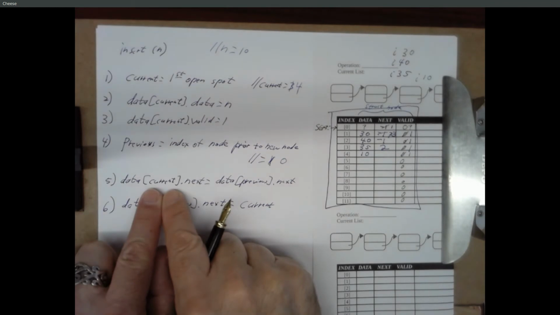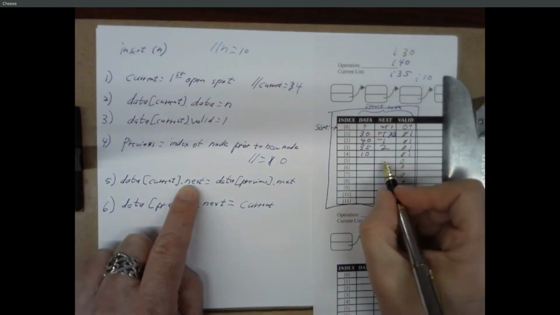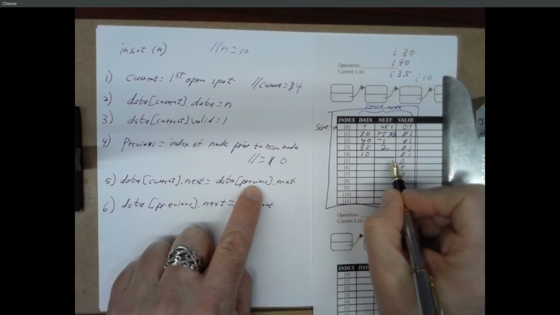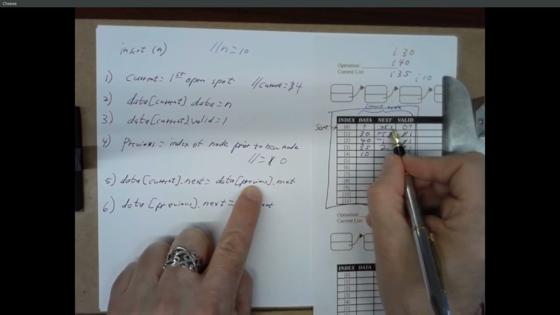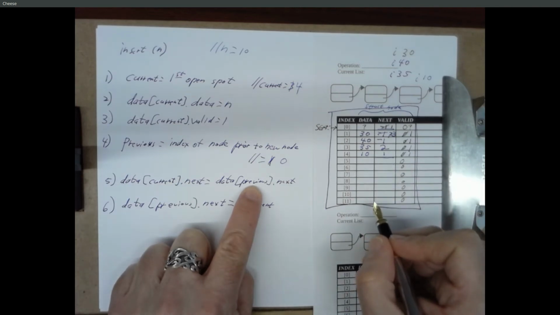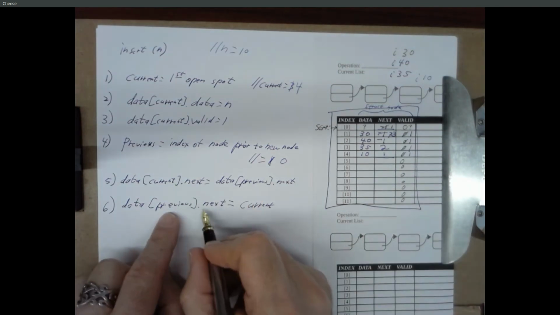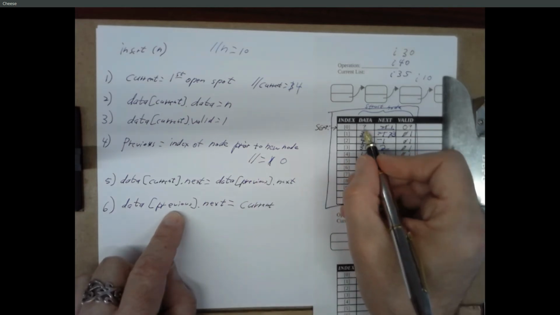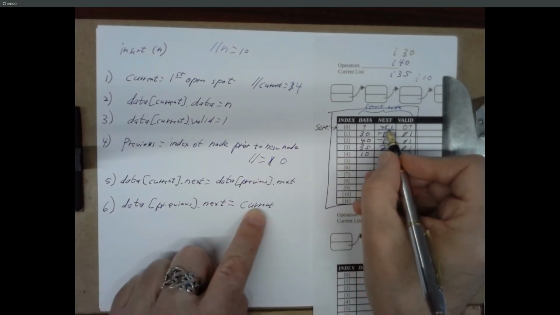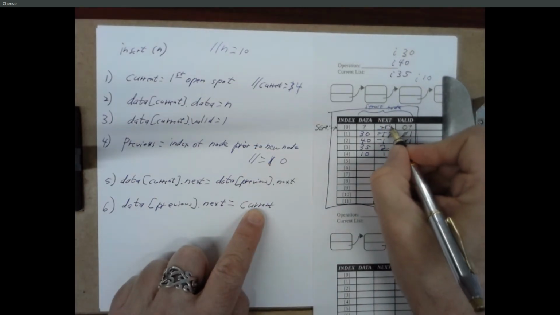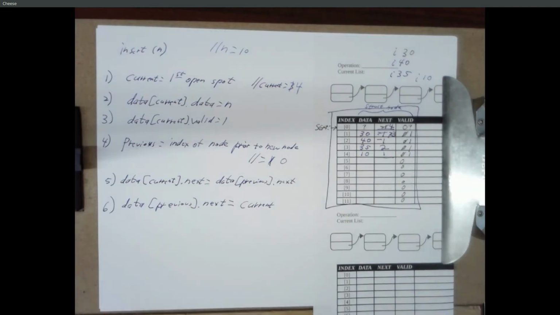Data bracket 4 dot next, that's this field right here, should be equal to data bracket previous dot next. Data 0 dot next, that's this entry right here, tells us this should be a 1. And then data previous dot next, so previous is 0, so index 0's next field should be equal to current. Current is equal to 4.